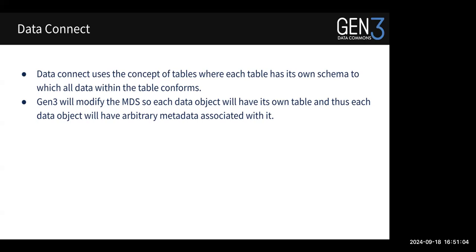So I'm currently mocking up the design details that we would need to ensure that the metadata service is Data Connect compliant. That would mean that each object in the metadata service would be its own table, and each table would have its own schema that we could make arbitrary. So what that would mean is you would then be able to search the metadata for a specific object through its table, and you can get the schema back so you can understand it in a programmatic way. Next slide.